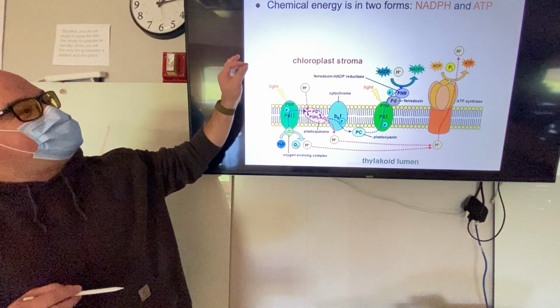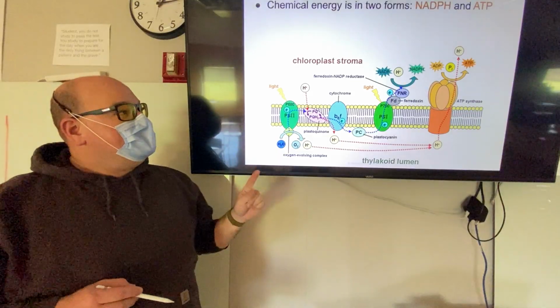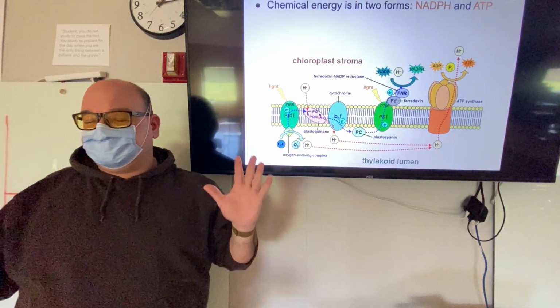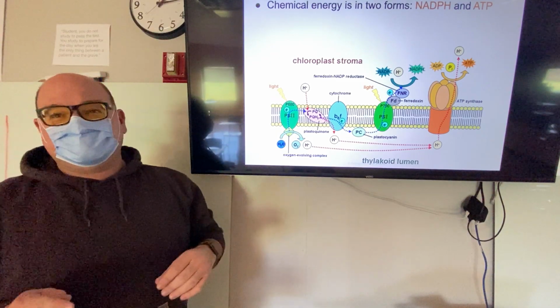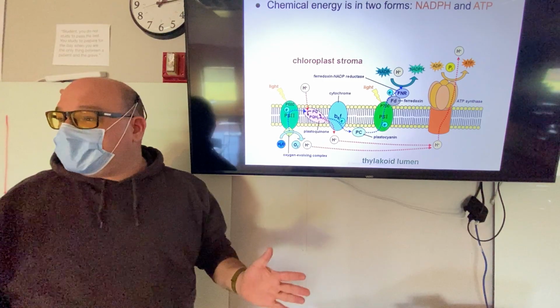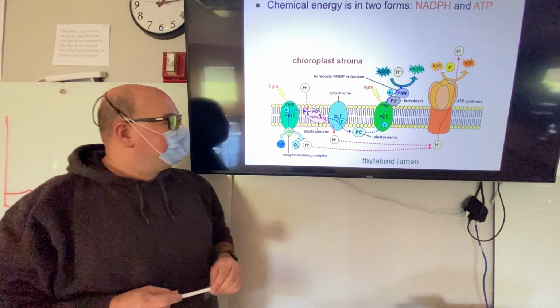So chemical energy comes in these two forms I talked about on the last slide, NADPH, and that stands for something that I can't remember. It starts with nicotine. You can look that up if you want to. It's very, very long, and that's why we abbreviate these things. There's a lot of abbreviations in this area.